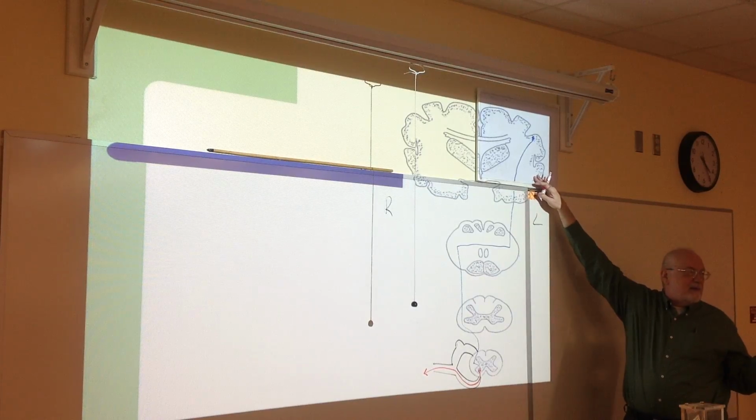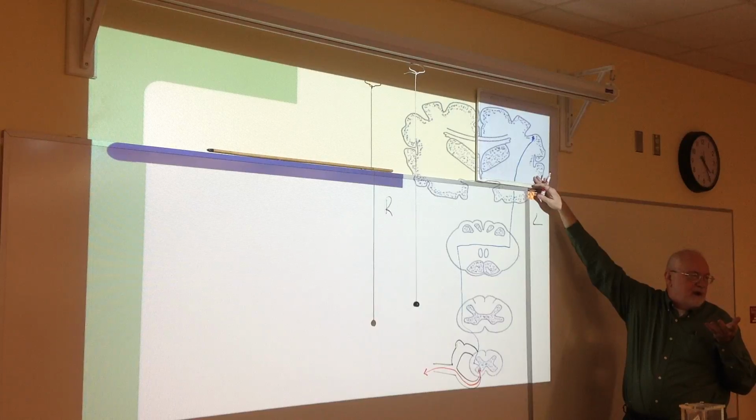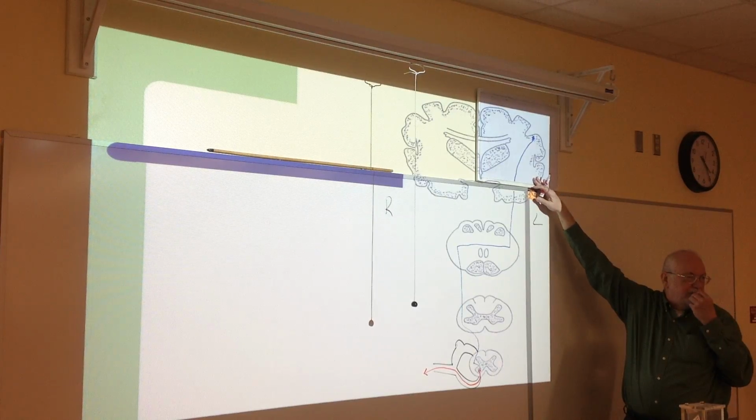What's the biggest thing you got to remember? Where it crosses, right? Well, those sensory ones are both crossed where? In the spinal cord. This is the only one you're going to have that crosses the medulla. The next one will cross the cord too.